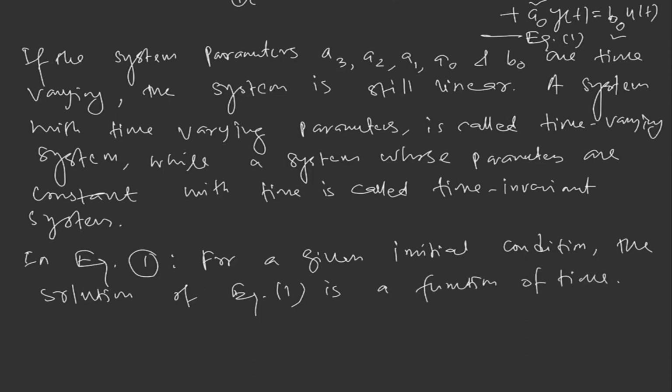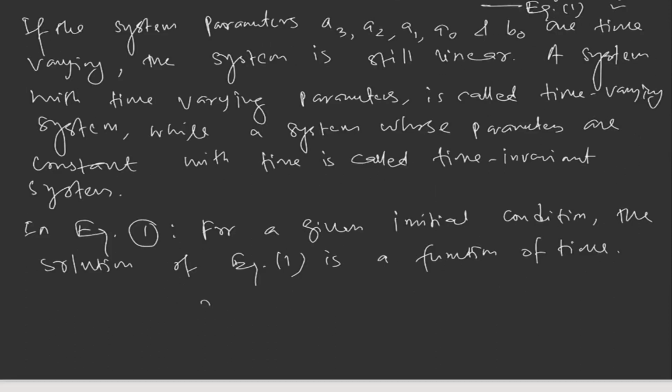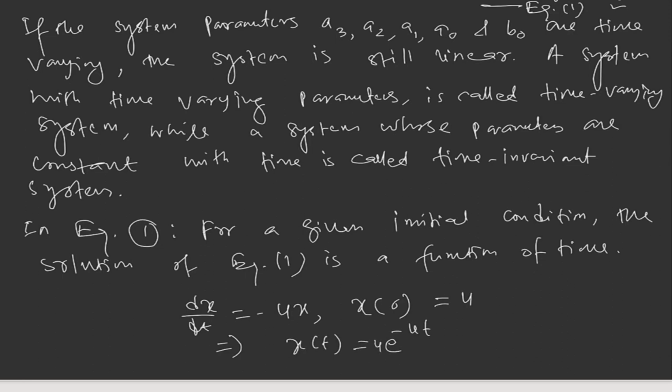I guess this part you have done in your mathematics, because if you solve some simple ODE, for example dx/dt equal to minus 4x, and you have initial condition x naught equal to 4, we can come up with the solution x of t equals e to the power minus 4t into 4. So this is the solution basically, right? This you have done in mathematics. If you look at this solution, it is basically time varying, right? This x of t is a function of time.